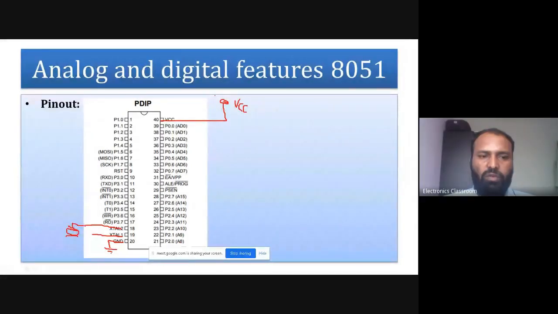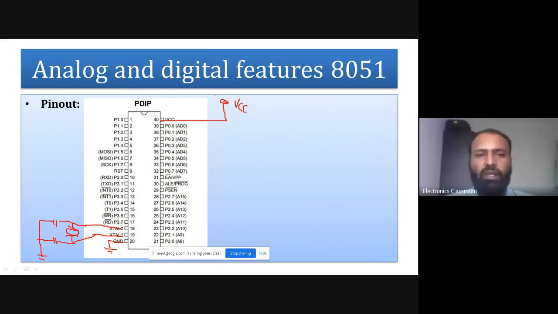I will connect those pins of the crystal to pin numbers 18 and 19, and I need to use some compensation capacitors to make the crystal work fine. Those capacitors can be 33 picofarad capacitors, and the other pins of the capacitors are also grounded.